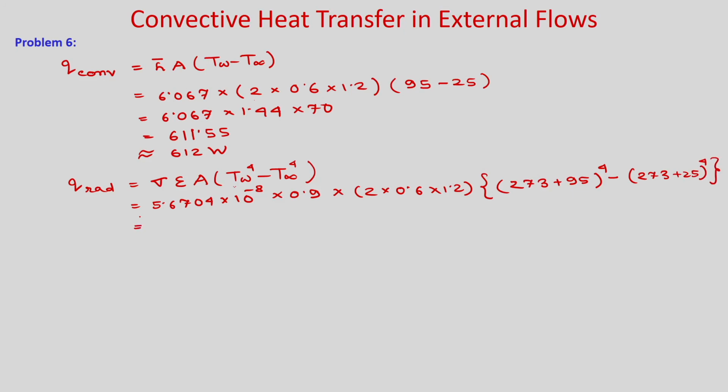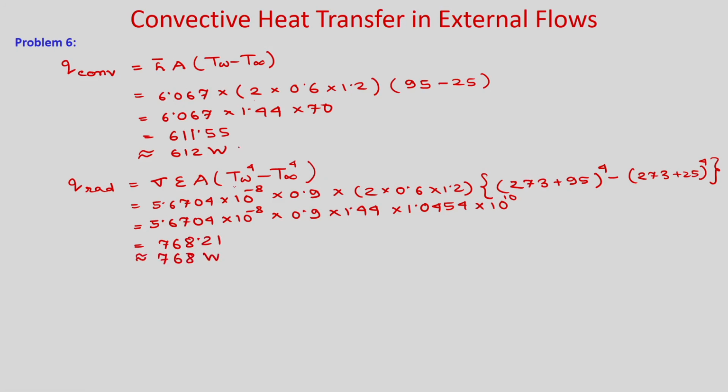So, if you calculate it, it will come as 5.6704 into 10 to the power minus 8 into 0.9, this is 1.44, and if you calculate it, you will get it as 1.0454 into 10 to the power 10. So, it will come around 768.21. So, let us take it as 768 watt.